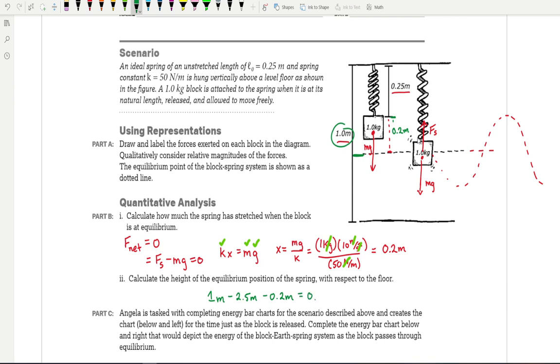Let's check it out. 0.55 meters. And that's going to be where your equilibrium position is.